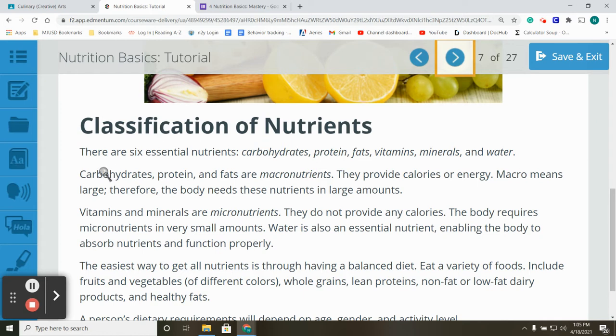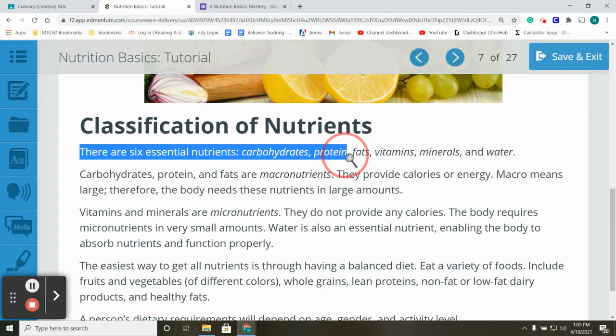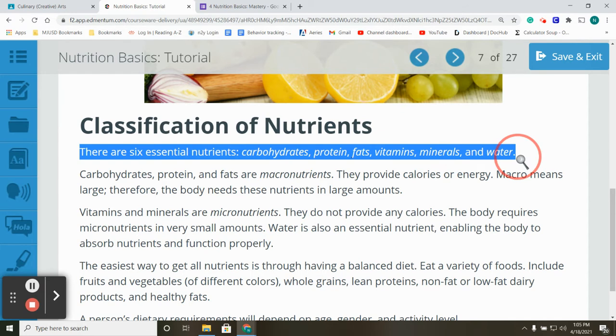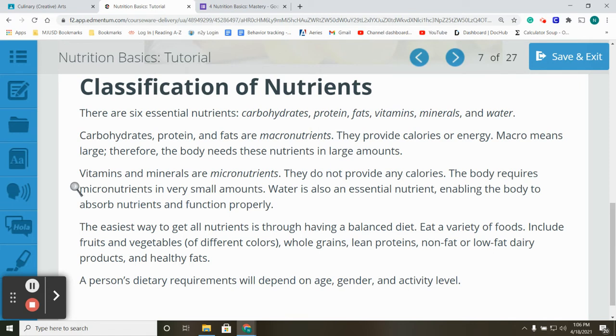Classification of nutrients. There are 6 essential nutrients: carbohydrates, proteins, fats, vitamins, minerals, and water. Carbohydrates, protein, and fats are macronutrients. They provide calories or energy. Macro means large. Therefore, the body needs these nutrients in large amounts.